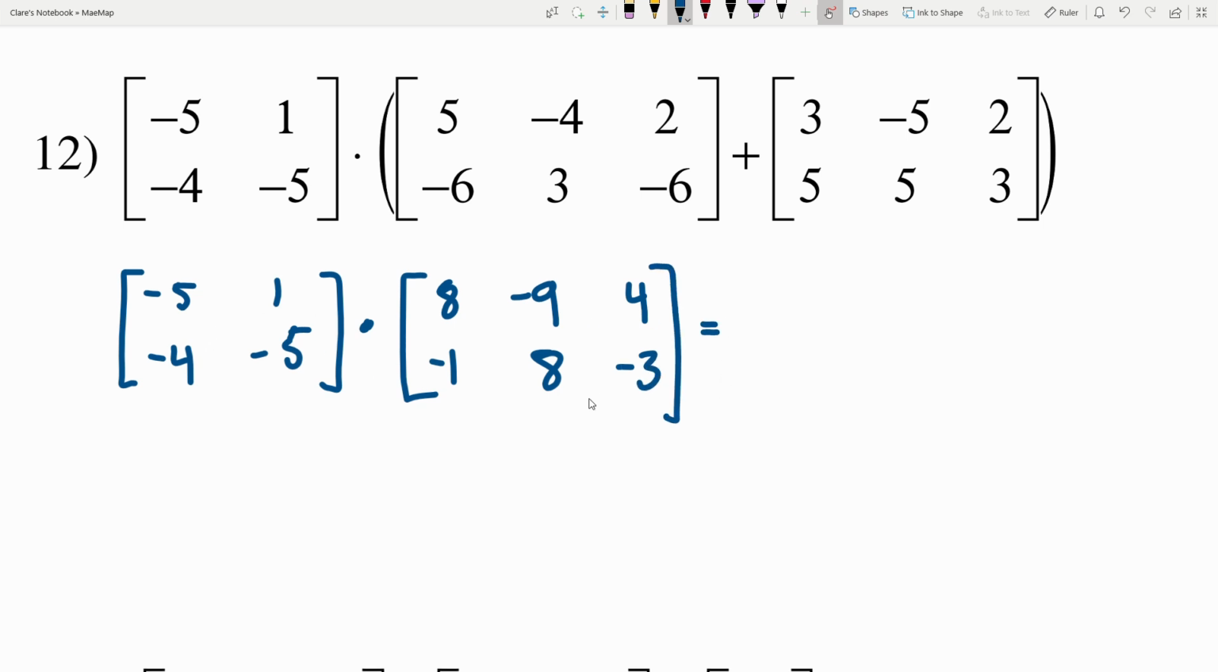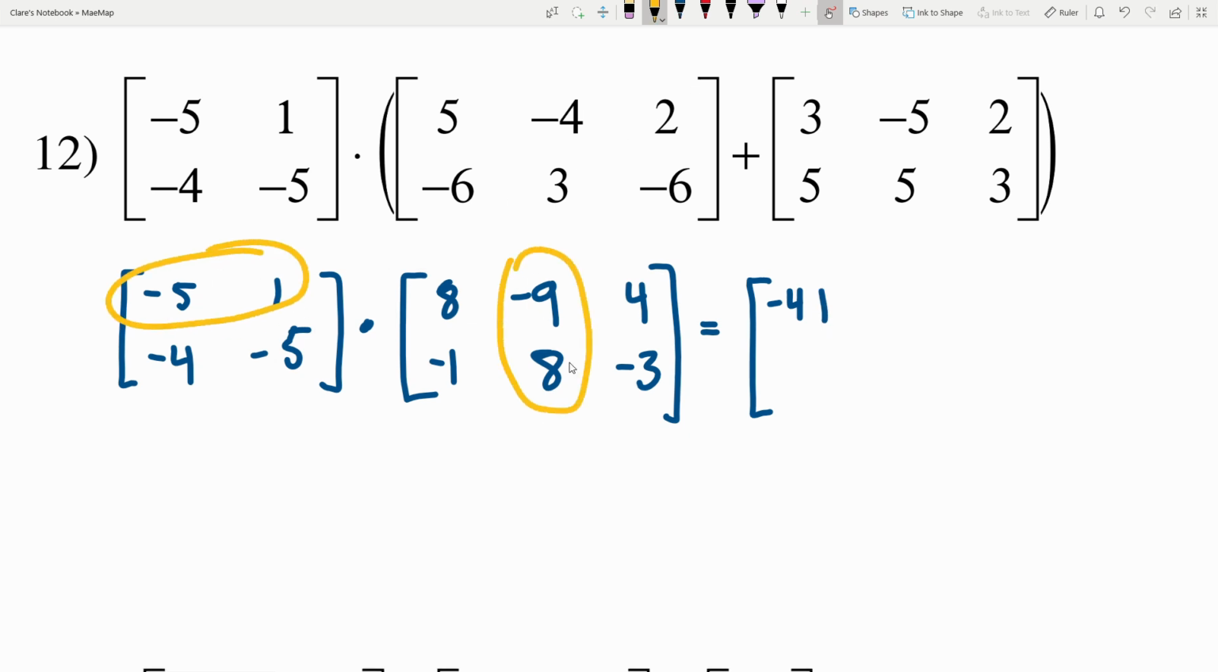Now, 2 by 2 multiplied by a 2 by 3 will result in a 2 by 3. So I'm going to dot the first row with the first column. Negative 5 times 8 plus 1 times negative 1. So that's going to be negative 40 plus negative 1, which is negative 41. And then first row dotted with the second column, negative 5 times negative 9 is a positive 45, and I'll be adding that to 8 times 1, which is 8. So 45 plus 8, that's going to result in a positive 53.